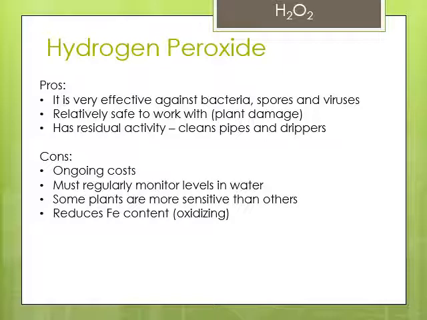The other thing is some plants are sensitive. That's more in the ornamental world, but I haven't actually seen many plants that are too sensitive. Some lettuce varieties, but generally speaking, pretty safe. Just like ozone, hydrogen peroxide reduces iron because it's an oxidizing agent, and a fairly strong one at that. So you have to increase your iron content.